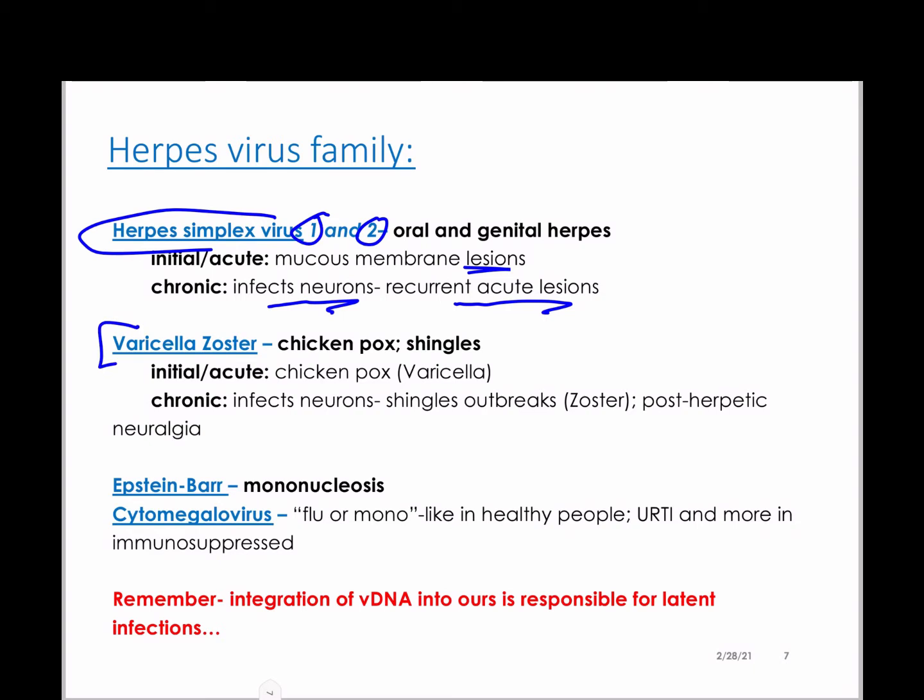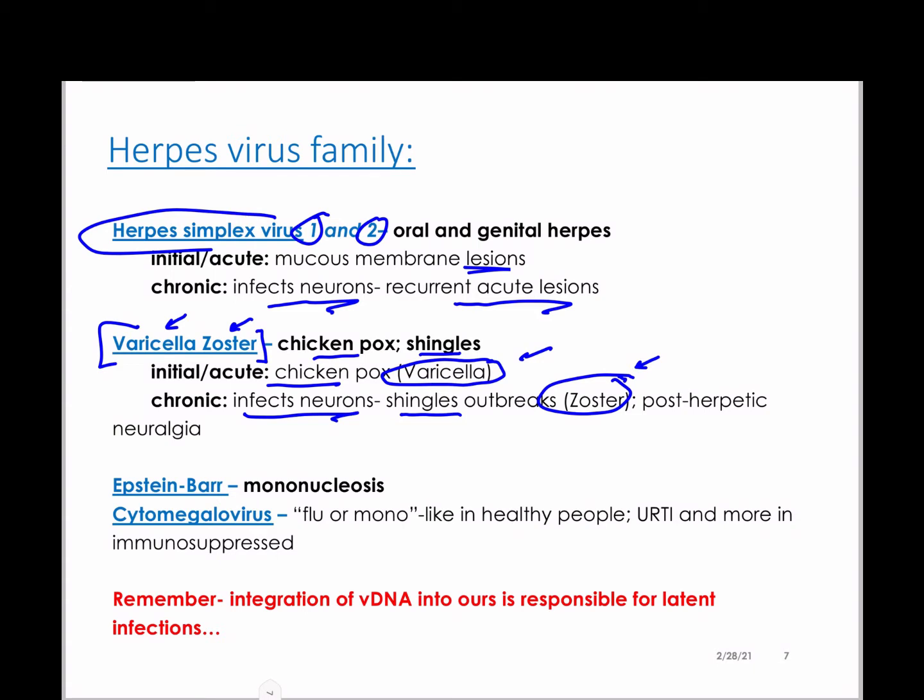Varicella zoster, which is the name of the virus, can cause chickenpox as the acute disease, or it can cause shingles as the outbreak of the chronic disease. When we're talking about the initial or acute disease and we're talking about chickenpox, we call that varicella. So that's named after varicella zoster in that way. The chronic infection, which also infects neurons, reoccurs in what we call shingles, and shingles are referred to as zoster. We can also see symptoms of postherpetic neuralgia. So varicella and zoster are both symptoms of the same virus, the varicella zoster virus.